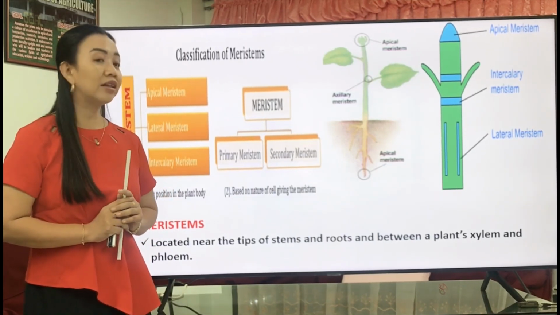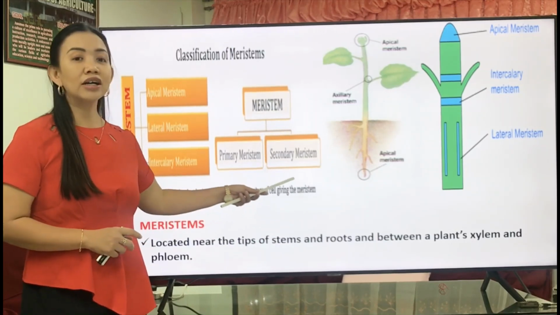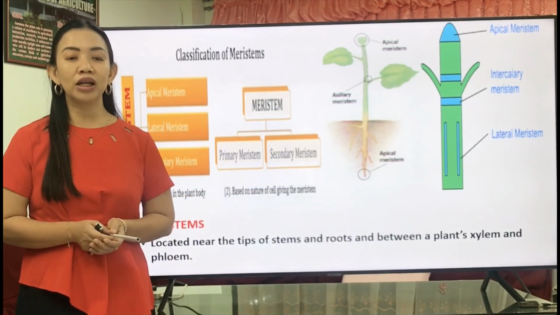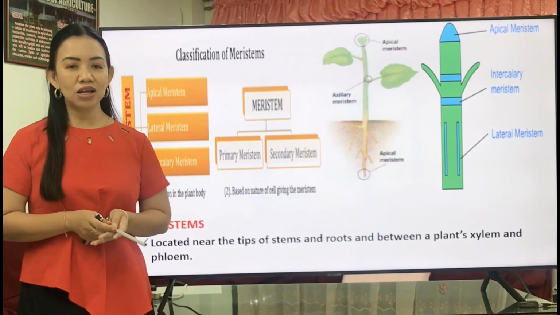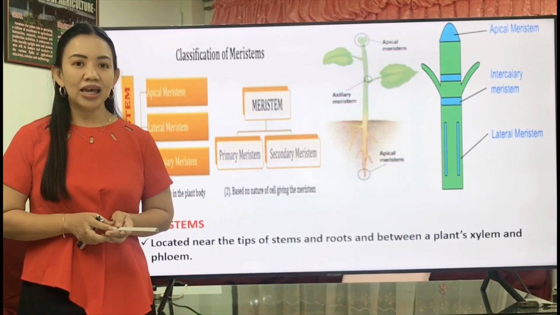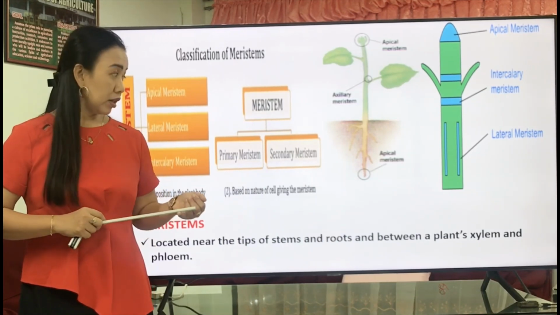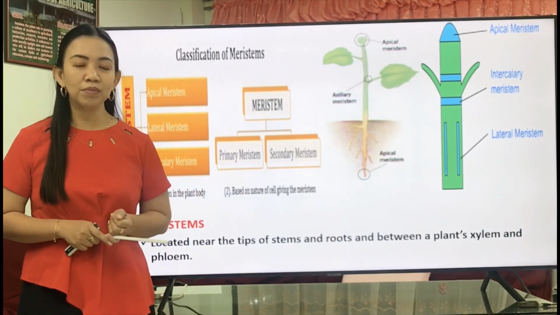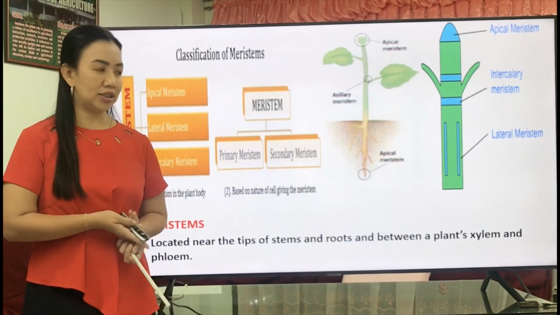But the secondary meristems are composed of cells which help the plant grow laterally, meaning the increase in the girth of the plant, the increase in the lateral side of the stem, the branches, as well as the roots.